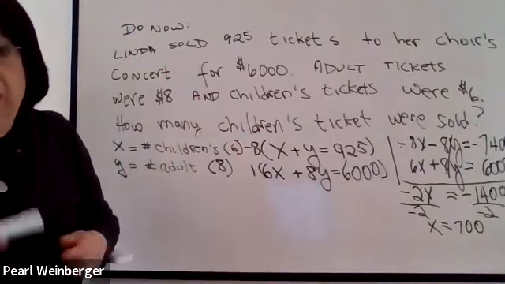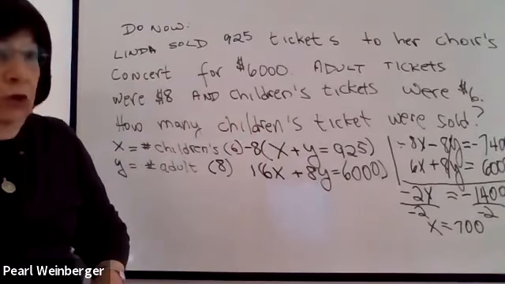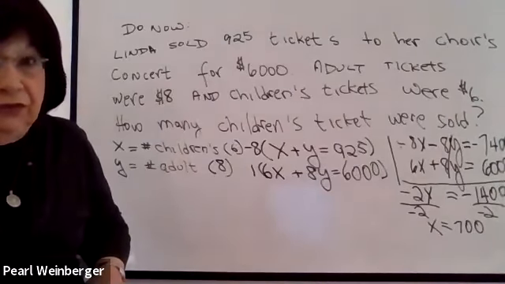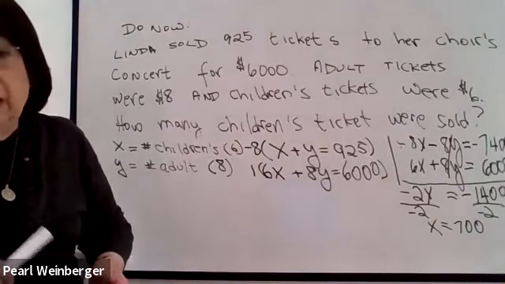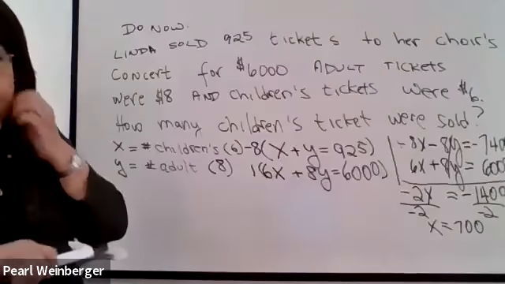If you had figured out the Y, you would have gotten 225. That would have been the right answer for adult tickets, but if you wrote that as the answer for the children's tickets, you would have gotten the question wrong. So you did that very nicely. Thank you, Cheryl, for helping us out.